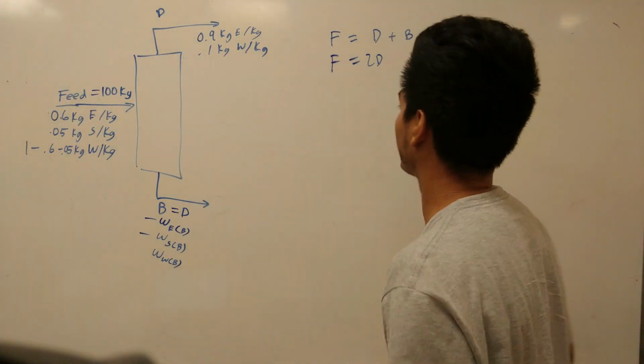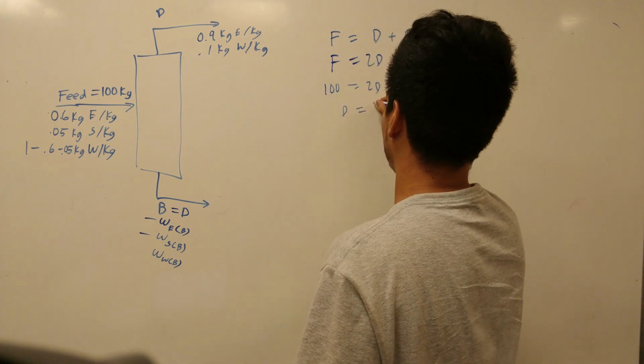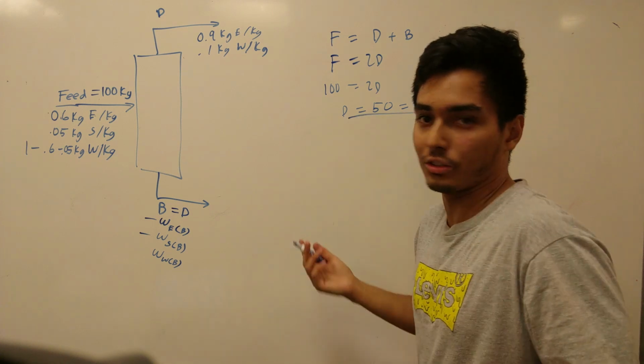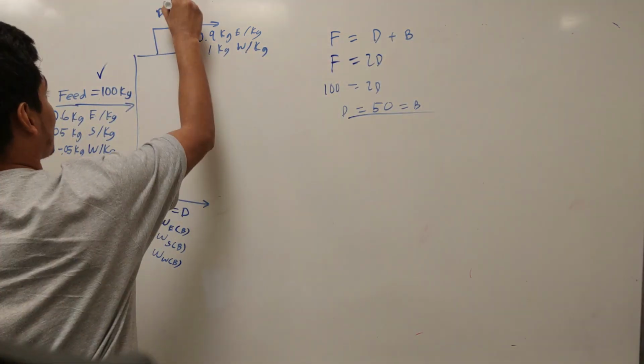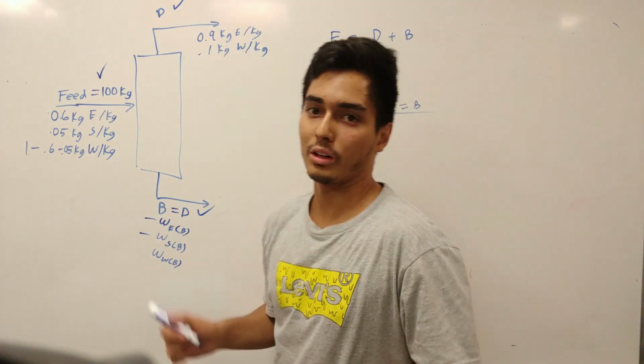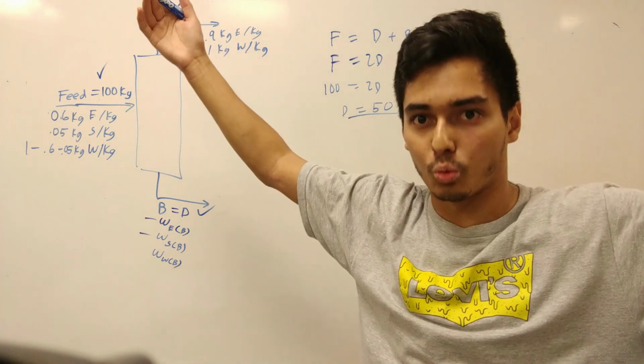So basically, we have 100 equals 2D, and therefore D is equal to 50, which is also equal to B. So we already finished the overall mass balance. That's pretty good. You can check that off, or you can even write it here if you want. And intuitively, it should make sense because 100 equals 50 plus 50, so great.